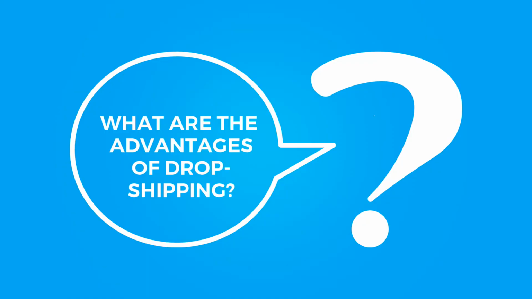When they get orders for that product, they then pass those orders on to the manufacturer. The manufacturer takes those, ships it directly to the customer. You never have to touch the product yourself, and you get to profit off the difference between how much it costs the manufacturer to manufacture and ship it, and how much you're charging the customer in order to actually purchase the product. So what are the advantages of dropshipping?